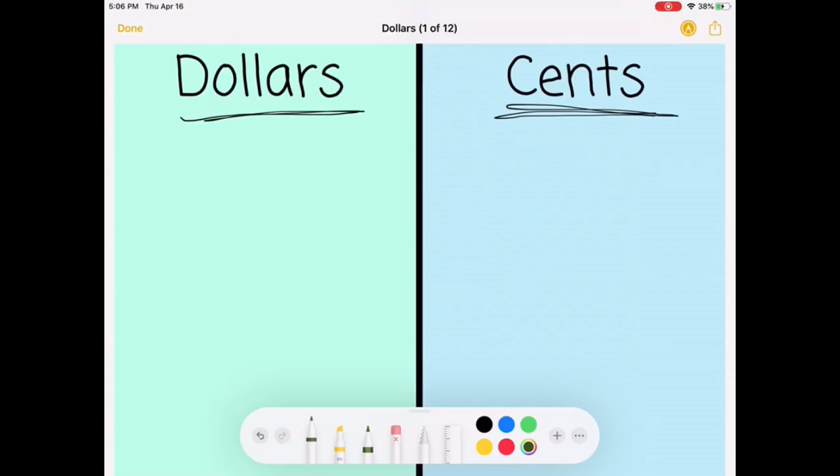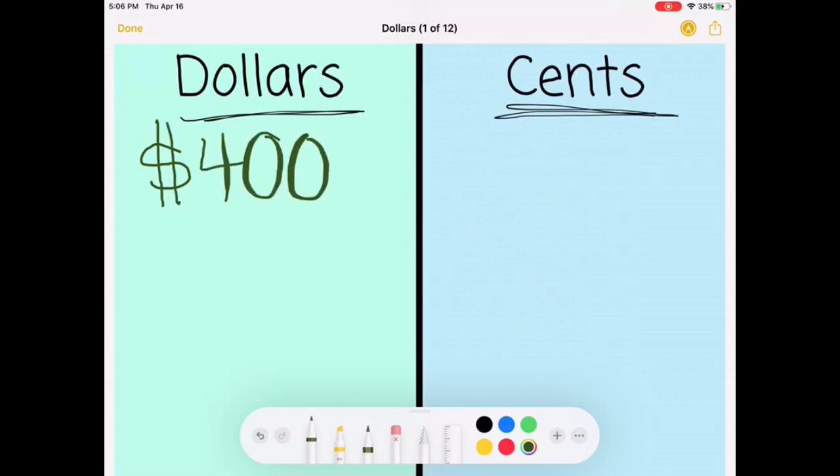For example, if Miss Widman had $400 in her purse, the way you would write that is by first writing a dollar sign and then writing the amount, 400. Now, if Miss Widman had $20 in her purse, the same thing. You would first write the dollar sign and then the amount.